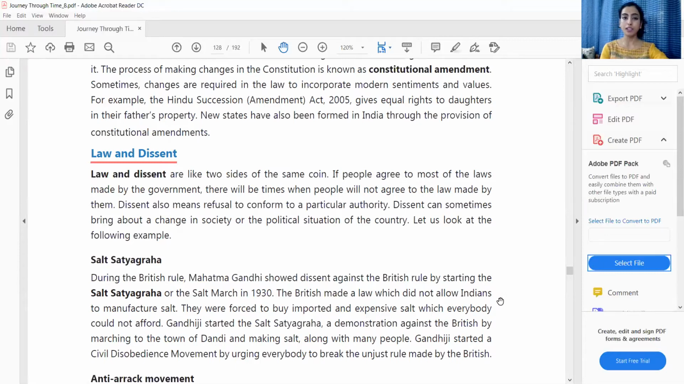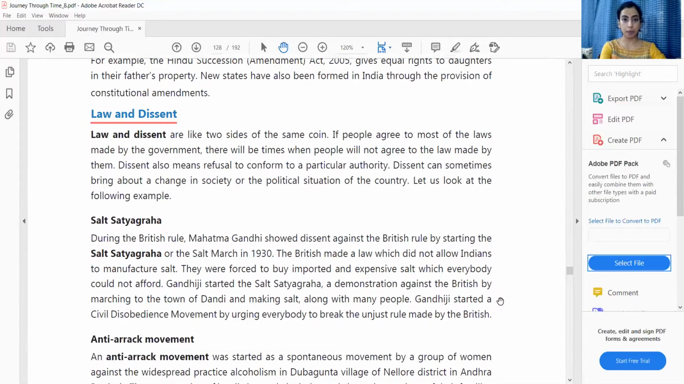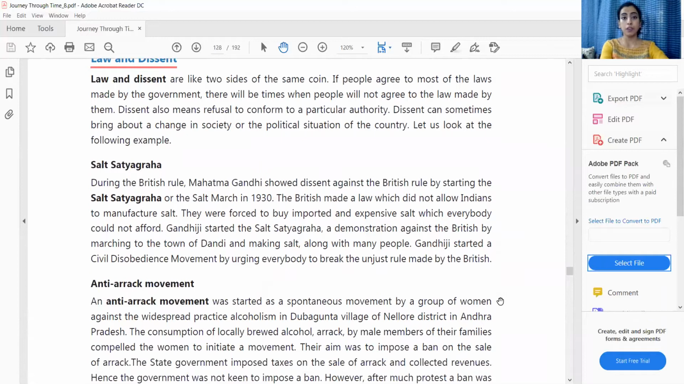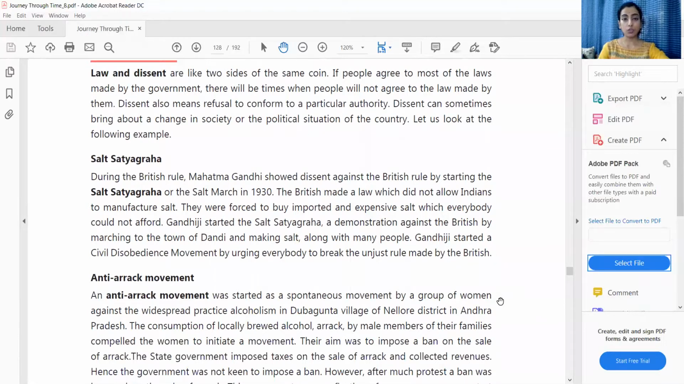All right. Now let us take a look at a few examples. Two examples are given here. One is Salt Satyagraha. I think you know the Salt movement, the Dandi March. During the British rule, what happened? Mahatma Gandhi, we know, was the father of the nation and he led our freedom struggle. He showed dissent against the British rule by starting the Salt Satyagraha. What was the Salt Satyagraha? He started the Salt March in 1930.